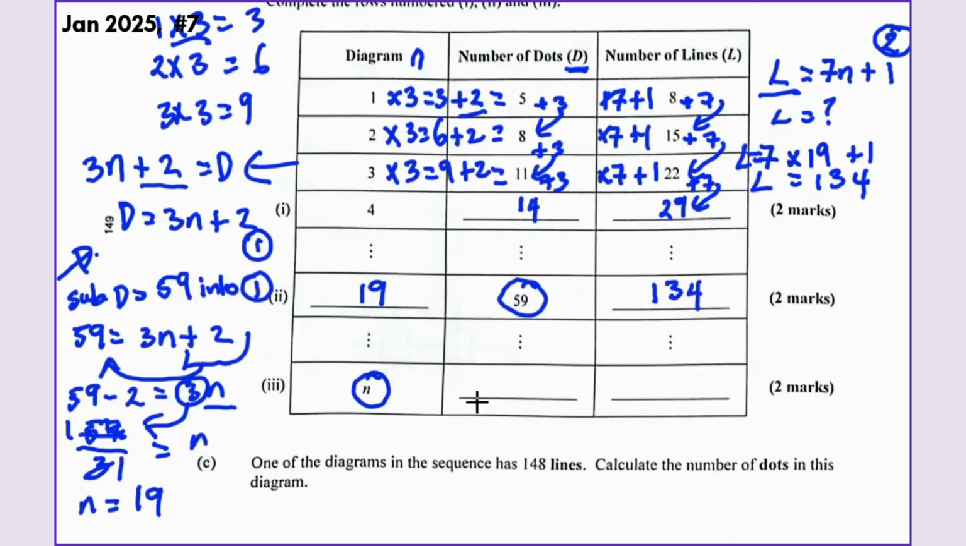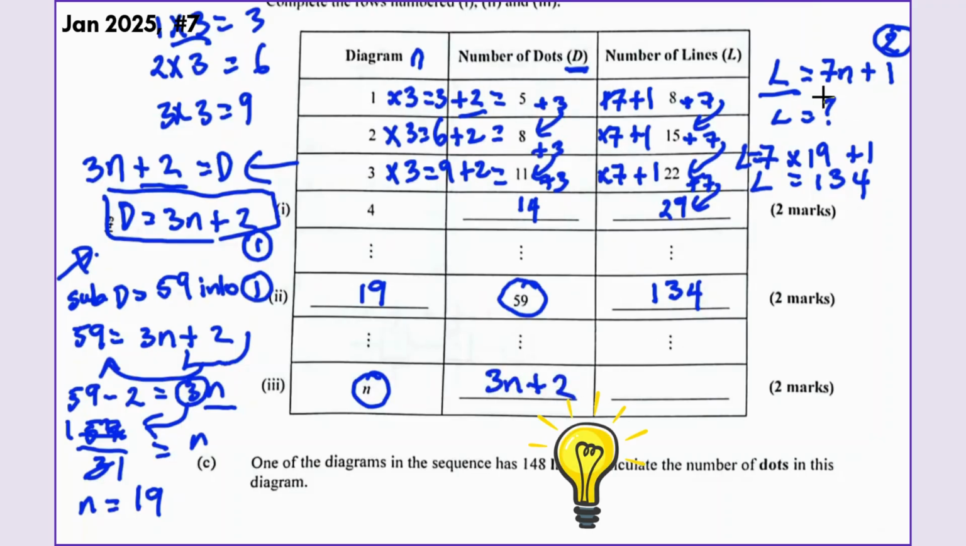And we have actually already finished part 3, which is asking if the diagram number is n, what is the number of dots, and what is the number of lines. So what is the number of dots? Here's our equation right here. We know that the number of dots is equal to 3n plus 2. What is the number of lines? Well, we've also worked out that. It's right over on the right hand side here. And that is equal to 7n plus 1. And that brings us to the end of part B.